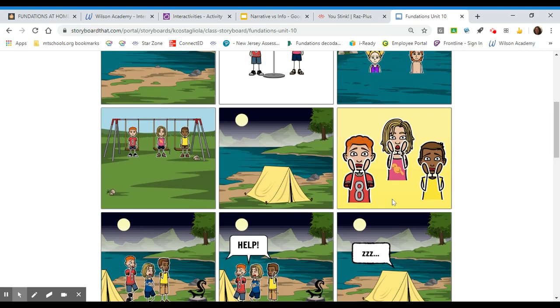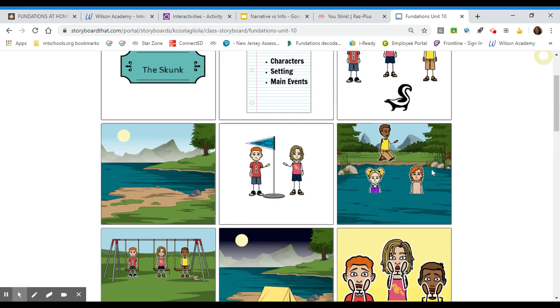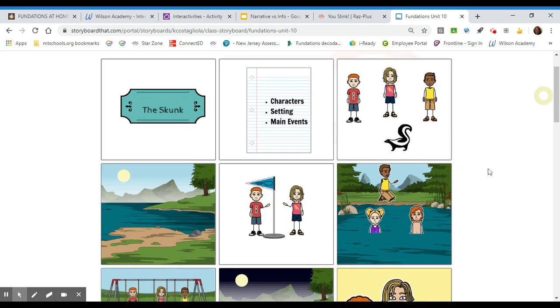So now, this type of story, because it had characters and it had a setting and it did have events, this is what we call a narrative story. Can you say that word? Narrative. And narrative means that the story is make-believe. Now, could this have happened? It could have, but this story was make-believe because it had different characters and it had events that had occurred. It wasn't a factual story that was filled with information.